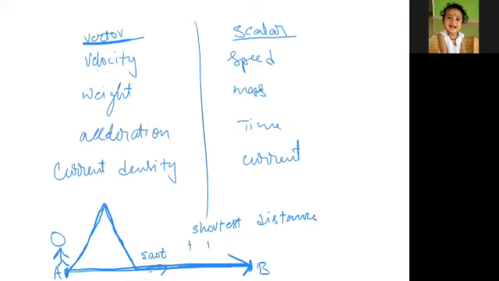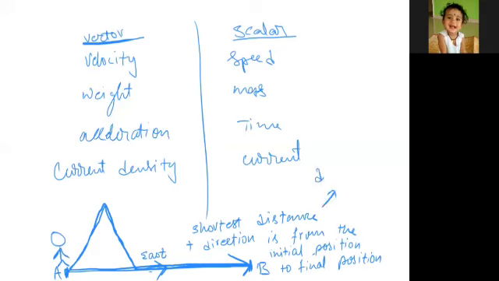plus direction, from the initial position to the final position. Then that vector is nothing but a displacement vector. That is the definition of displacement actually. Later in kinematics we'll learn this in detail, but right now the displacement of a person or a body is given by the shortest distance between the initial and final point with the direction from the initial position to the final position.